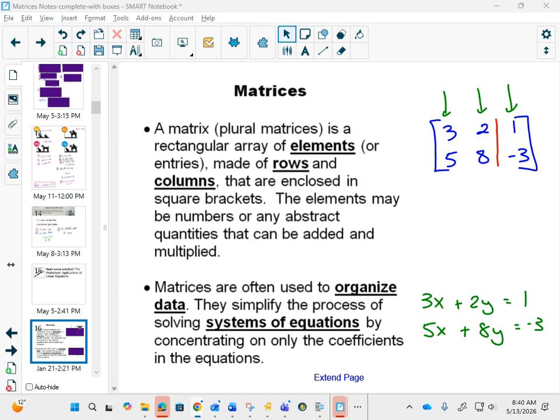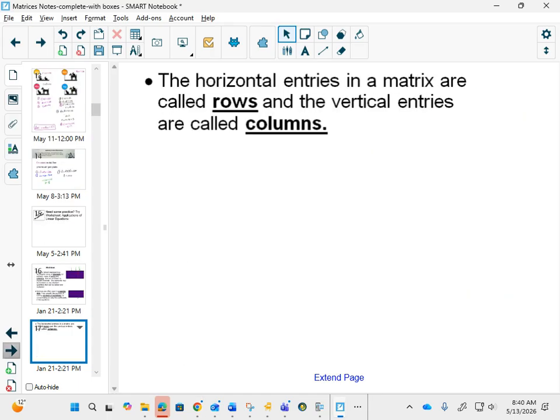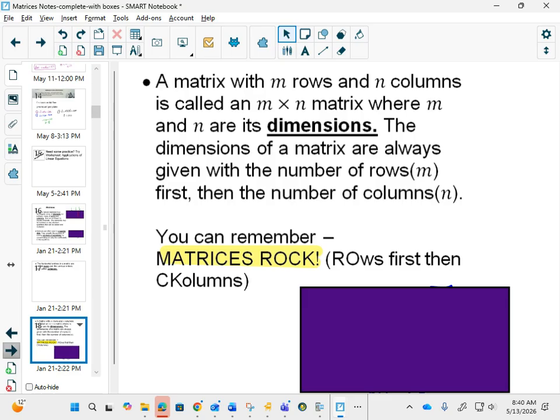So we can organize data with a matrix. So we're going to go through some definitions today. The horizontal are called the rows, the vertical entries are the columns, and the first thing that we have to do is talk about the size or the dimensions of a matrix. We call the size of the matrix an M by N, M rows, N columns. And the way that I remember this is I just think that matrices rock. Rows first and then columns next.